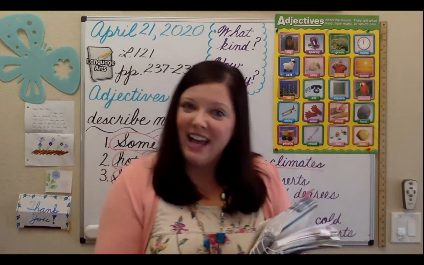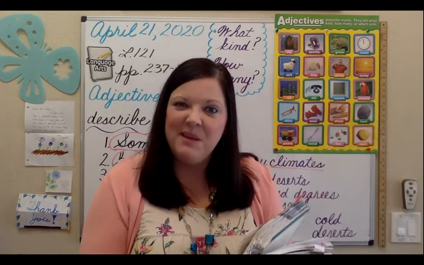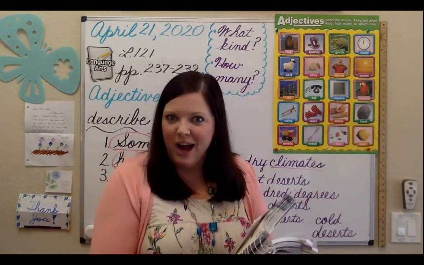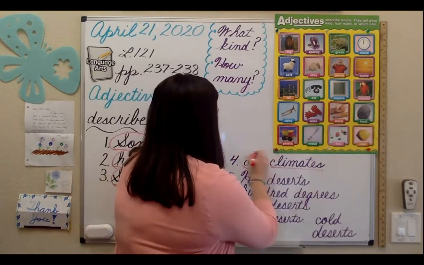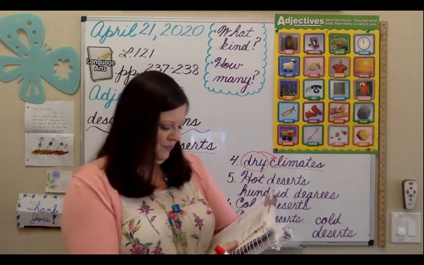Remember, we learned about climate in California history. We learned that we have a Mediterranean climate here in California. But this climate that we're talking about is dry. Let's circle dry and draw our arrow to climates.